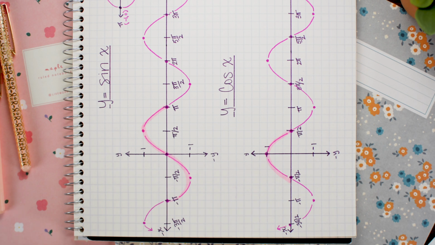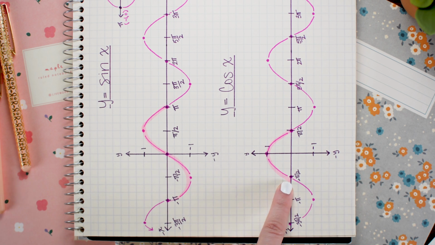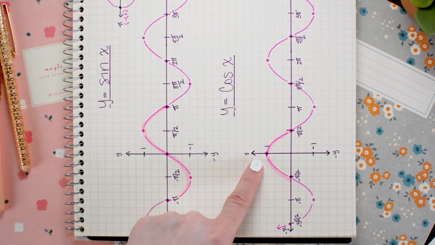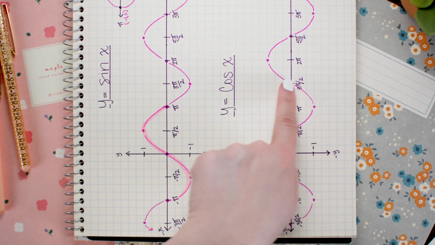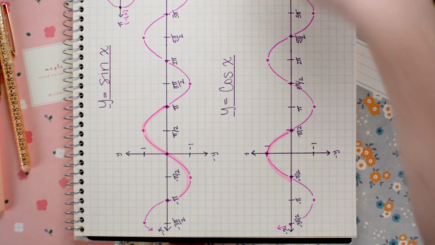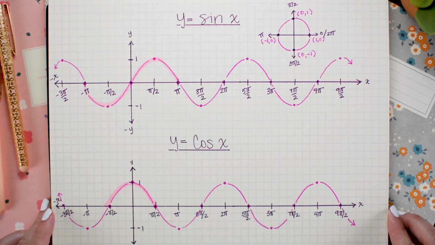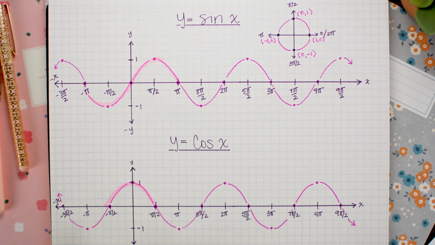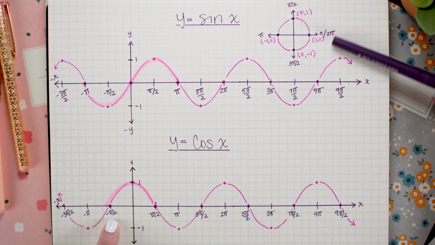Now, before we move on to the tangent curve, I do want to go over how the cosine curve relates back to the unit circle really quickly, so you have a good grasp of where these points are coming from, instead of me just saying, yeah, it starts up here, and then it goes down, and then it goes down, and then it goes up, and then it goes up. So let's go ahead and take a look at that.